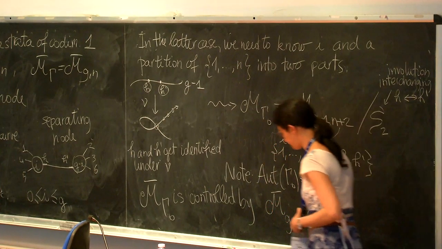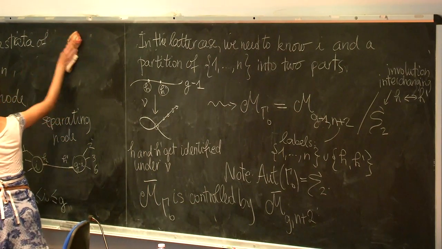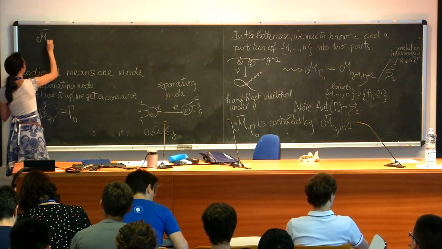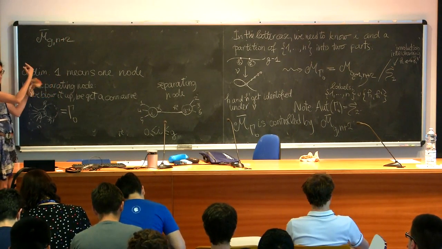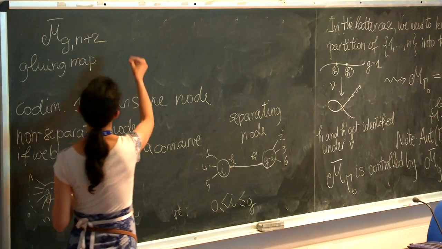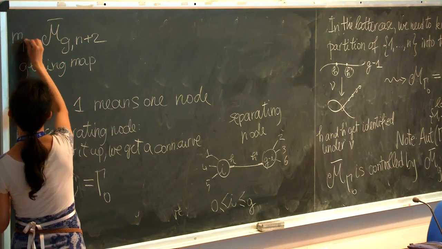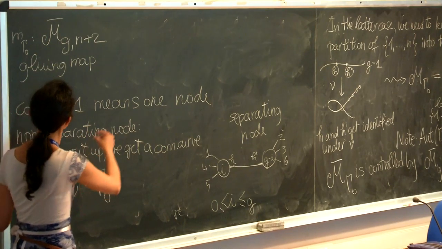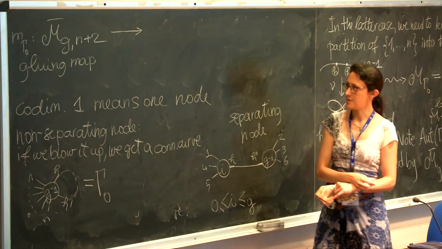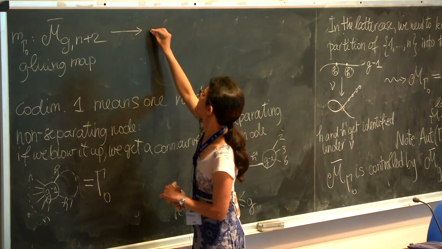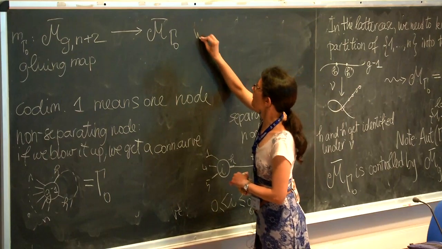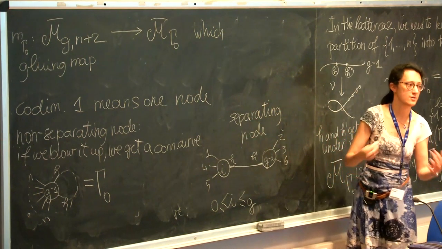By M bar g, n plus 2, in the sense that we can use the identification of points to obtain what we call a gluing map. So we denote with m gamma 0 the map which starts from M bar g, n plus 2 and ends in the closure of the stratum, and is factored through the quotient by the automorphism group of the graph.